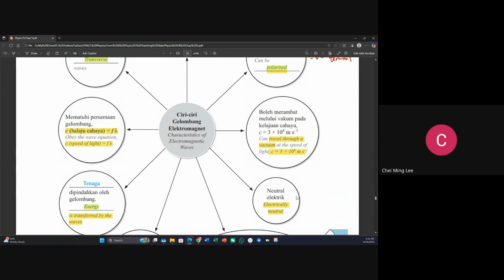And then the energy is transferred by the wave, and it is electrically neutral, because you have a positive and a negative, but combined it becomes neutral. Okay, but if you flow it through a circuit and create a field, you will get positive and negative again. All right, jot this down. Start from this one and then this one.